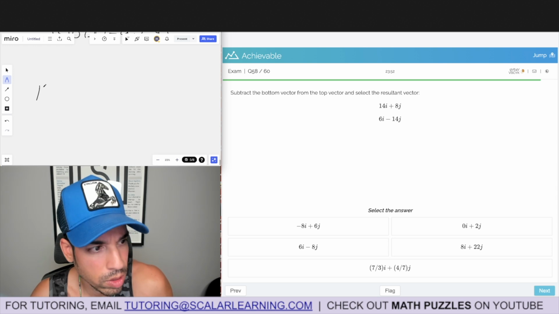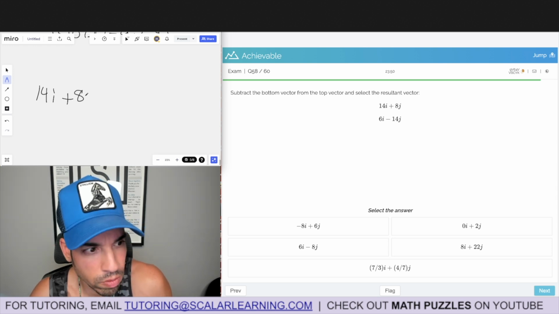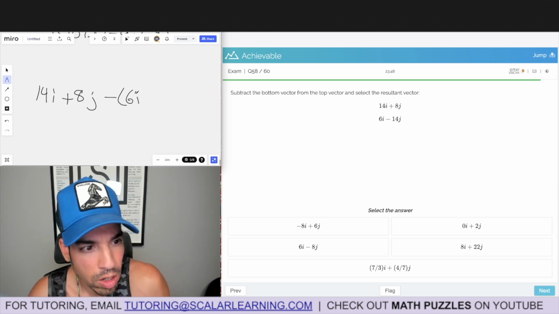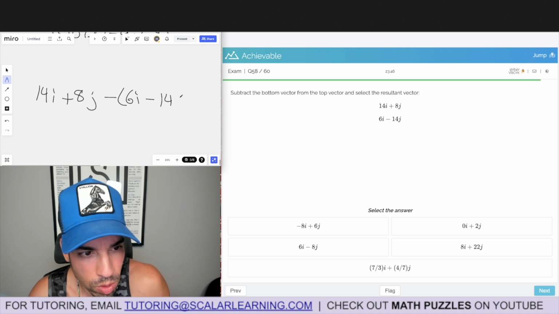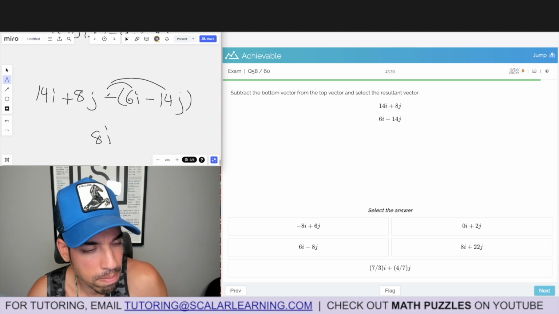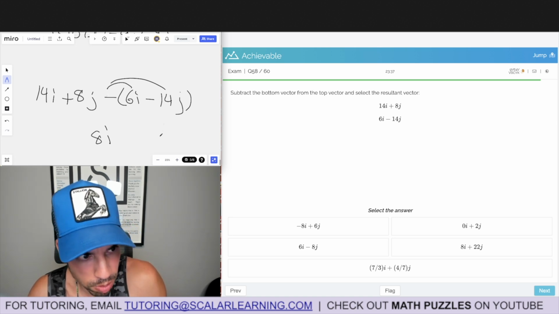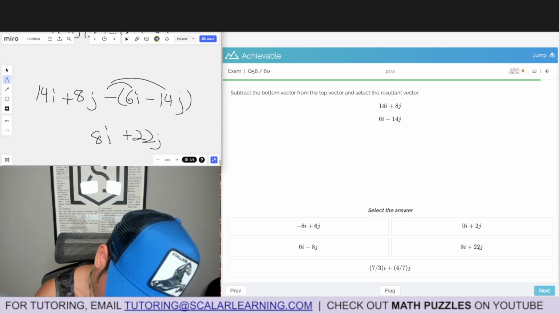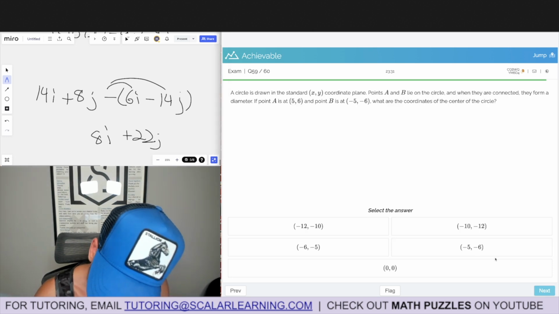Subtract the bottom vector from the top vector. Okay, so what we're doing then is just straight up, just like two variable expressions. That's really all it is. You don't even have to think about it as a vector if you don't want to. So it's just one expression minus the other. Distribute the negative. 14 minus 6 is 8i. 8j minus -14j, which is plus 14j, is 22j. 8i plus 22j is this one. Boom, done.